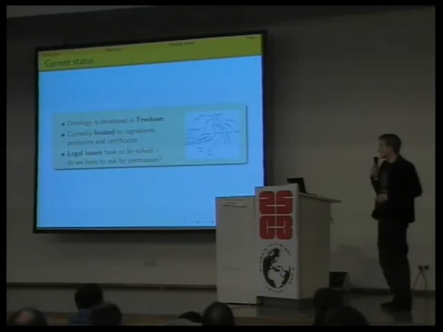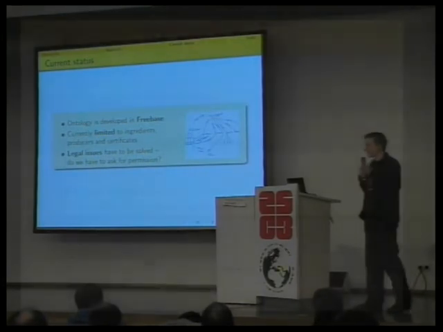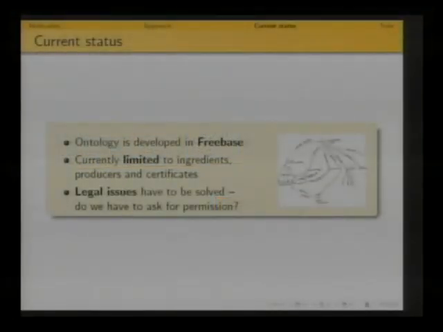The current status: we're playing around with Freebase, which is a web platform to build ontologies and store data, and we are developing the ontologies there, and trying to model the reality so that it's usable in a way. So currently we're limited to the ingredients and producers and certificates, playing around with this stuff. Also there are legal issues to solve, which is not clear so far.